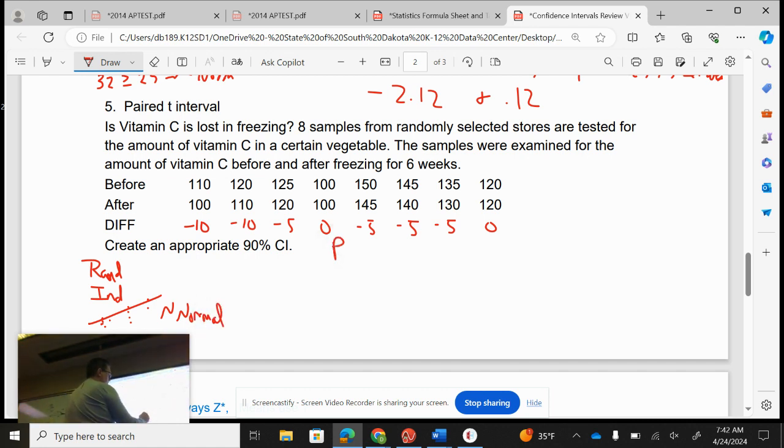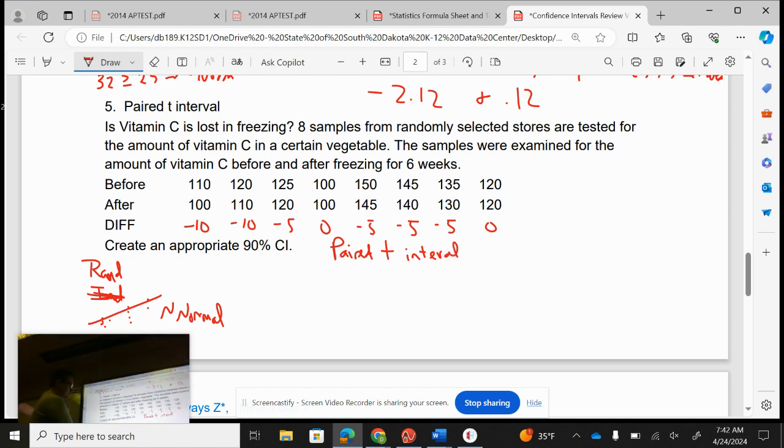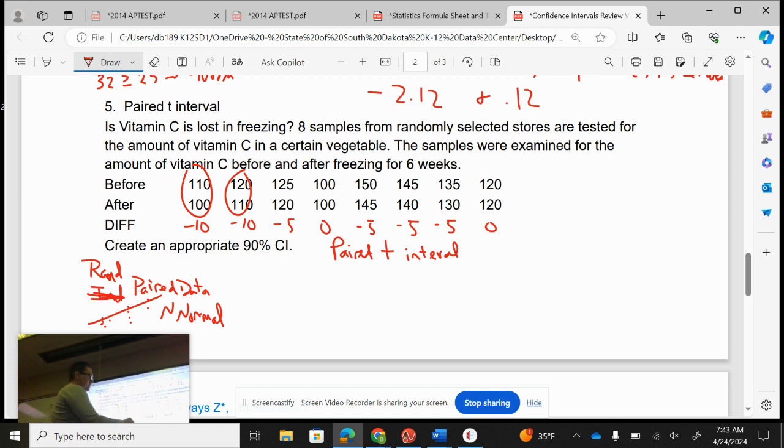I'm going to do a paired t-interval. Now, when you do these, why are they paired? It's random paired data. We usually don't do the independent one because people get that confused. They're not really independent of each other. They are paired because there were 8 samples. This is one store. This is another store. There's a reason those 2 numbers are paired, so we get it down to 1 difference.